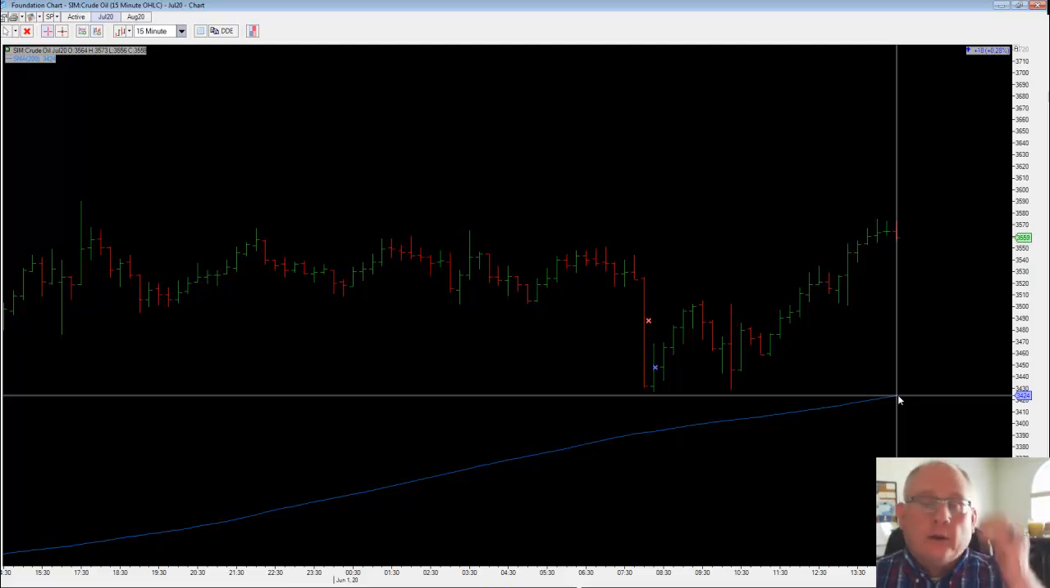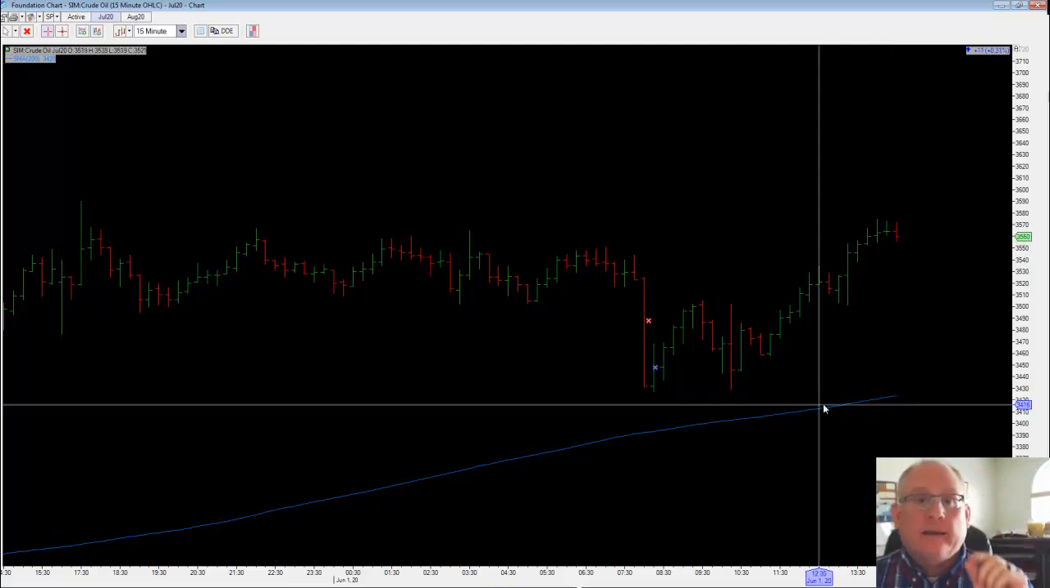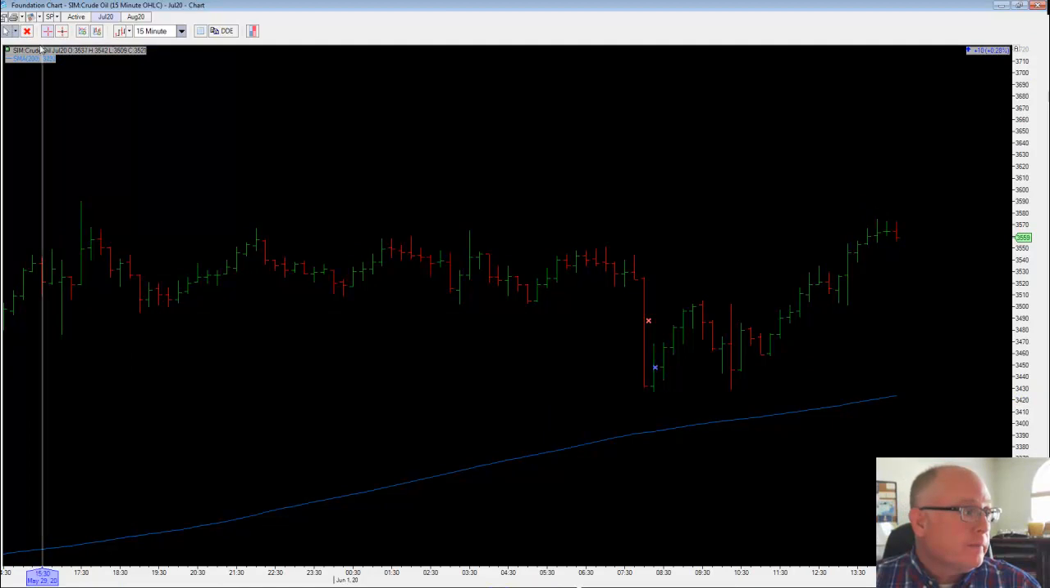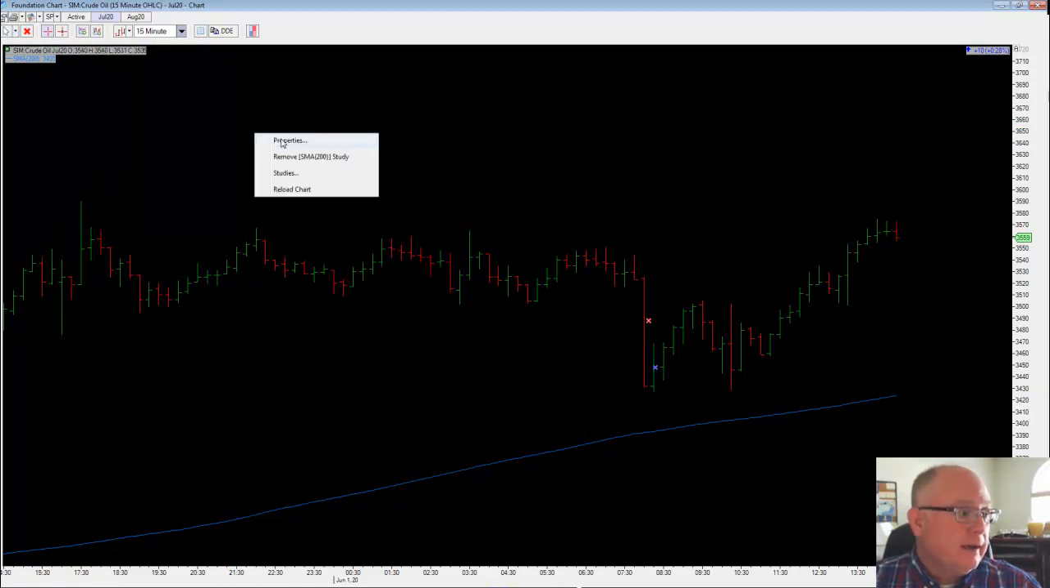So another way of looking at this is a simple moving average on, in this case, let's move to the 50 bar. So what I want to add is another study.